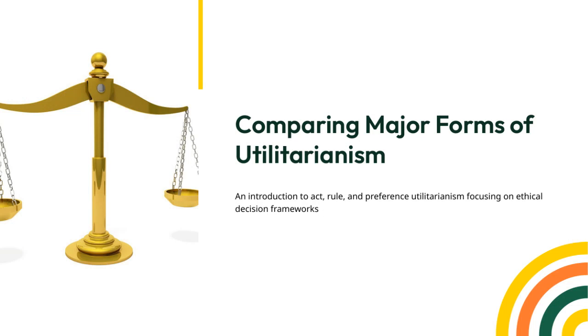Today, we're going to explore a fascinating topic, comparing major forms of utilitarianism. We'll be focusing specifically on act, rule, and preference utilitarianism, diving into how each framework approaches ethical decision-making. The image you see here, a golden balance scale, symbolizes the pursuit of justice and fairness, which is at the heart of utilitarian thought. I'm excited to take you through these concepts and show how they shape moral reasoning in different ways. Let's get started.